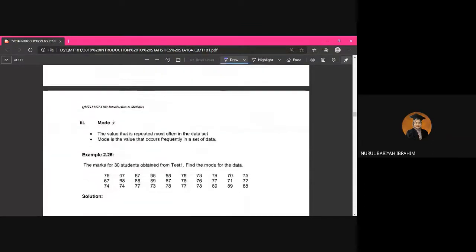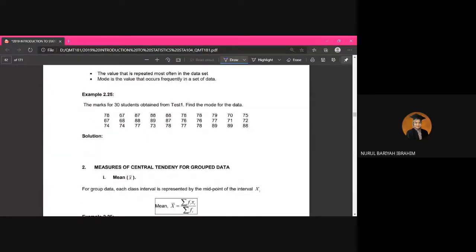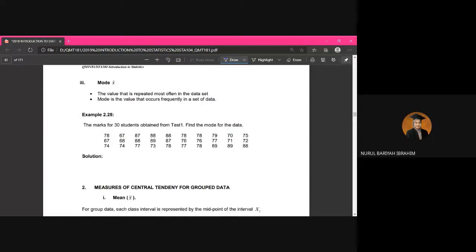The last one is mode. Mode adalah most frequent value in the dataset. Nombor yang paling banyak, kekerapan yang paling tinggi dalam satu data. Let's see this example. The marks of 30 students obtained in test 1, find the mode. So you just observe which data has the most frequent occurrence in this data set.